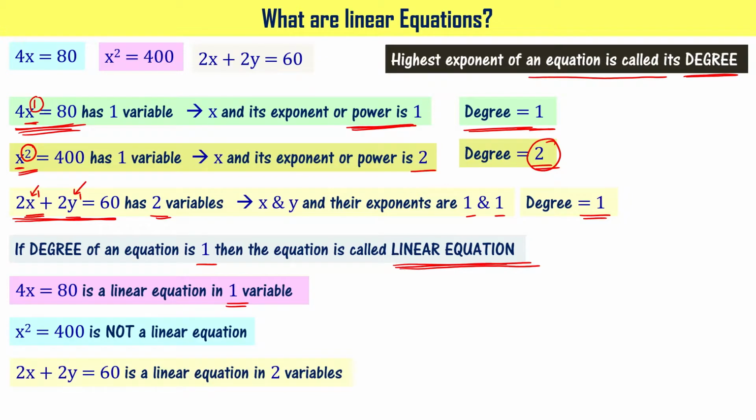2x plus 2y equal to 60 is a linear equation in two variables. Please note this. It is a linear equation in two variables because the degree is 1. But since the variables are 2, x and y, we say that it is a linear equation in two variables. Understood?